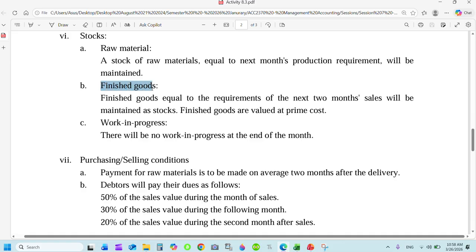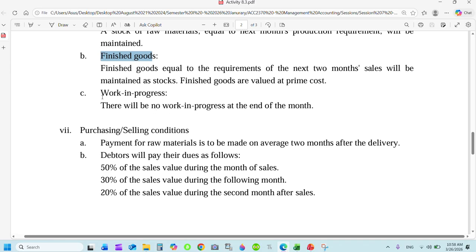Then when it comes to the finished goods policy, finished goods equal to the requirements of the next 2 months' sales. It means at the end of each month, you need to maintain a closing stock of finished goods which is sufficient to meet the next 2 months' sales, right? Don't worry, we will be using this information when we do the activities, right? Then work in progress, there will be no work in progress, so you don't need to worry about that.